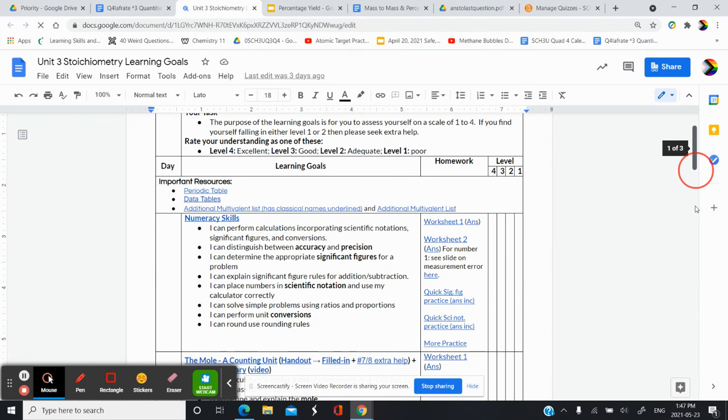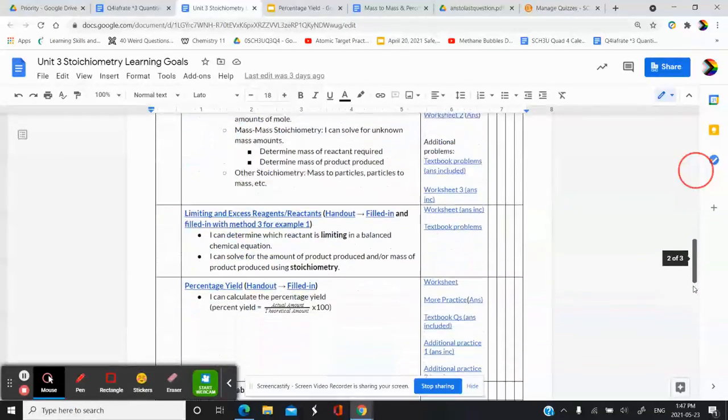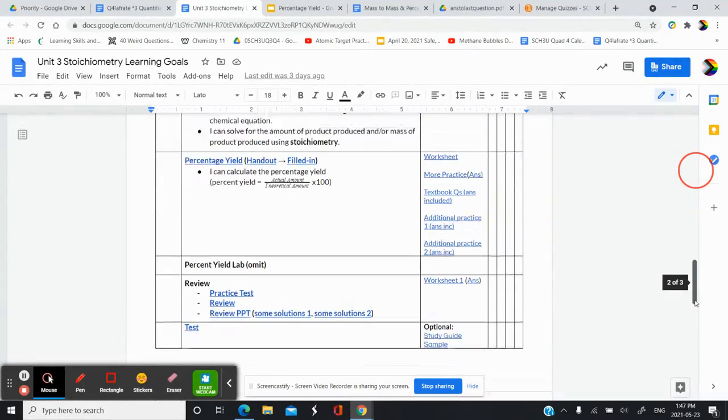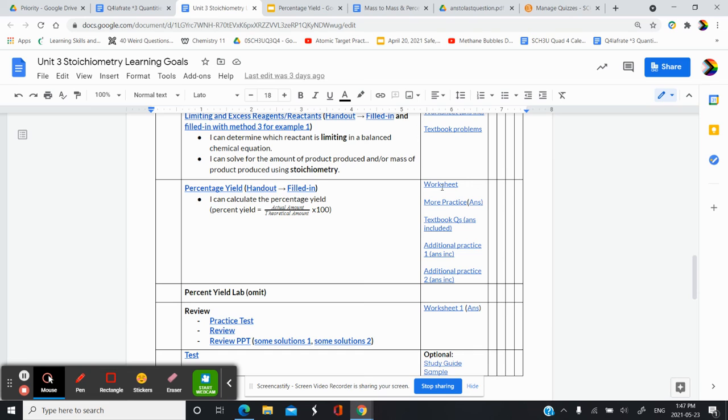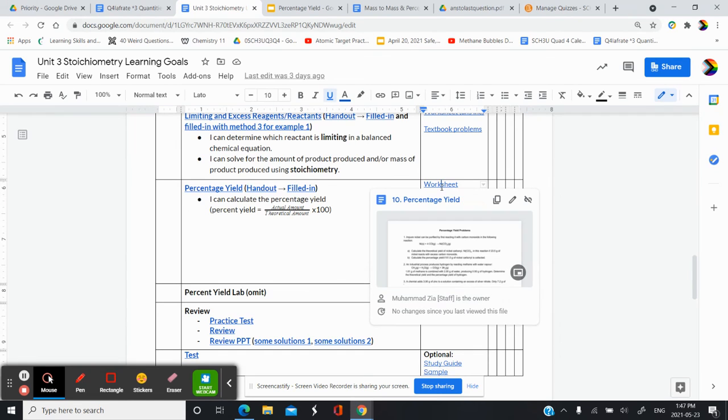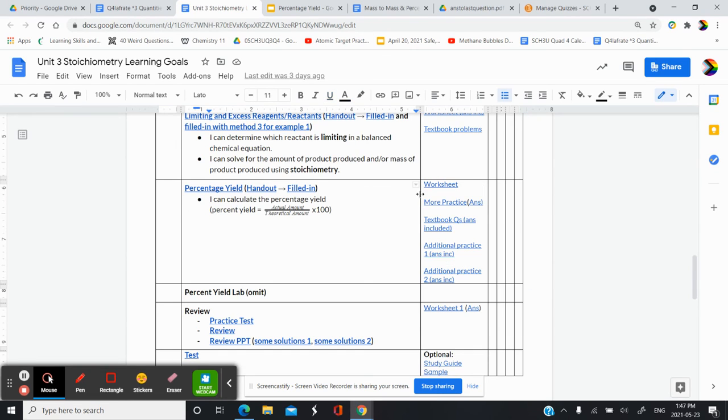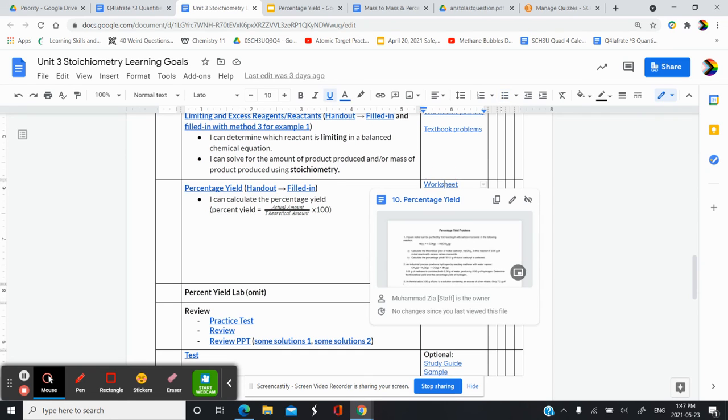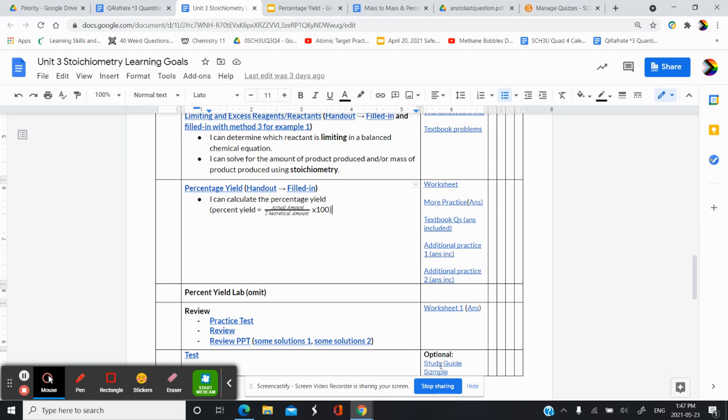As usual, for theoretical yield and percent yield, you can find some practice problems in the learning goals section. So you can see the practice problems over here. First do the ones from the homework and then go ahead and do practice problems in the worksheet until you understand them. Make sure you check your work and answers as well.